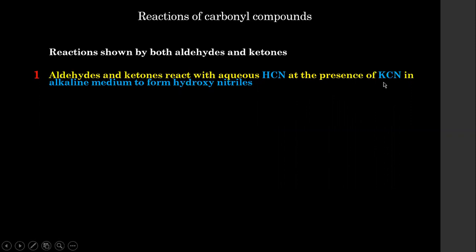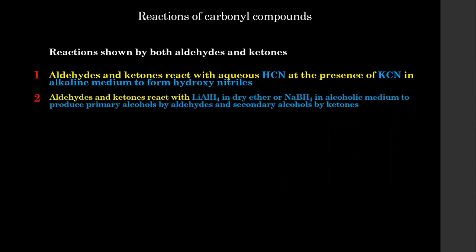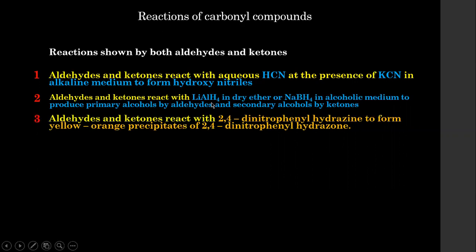The reaction happens in the presence of KCN because KCN breaks down in aqueous medium, producing cyanide ions, CN minus. Cyanide ions act as catalysts, and the product of the reaction is hydroxynitriles. In the second reaction, aldehydes and ketones react with lithium aluminium hydride in dry ether or NaBH4, sodium borohydride, in alcoholic medium to produce primary alcohols from aldehydes and secondary alcohols from ketones. Remember, lithium aluminium hydride and sodium borohydride are both reducing agents.